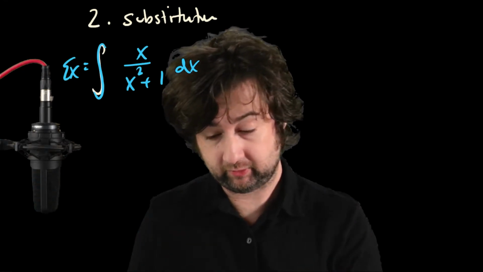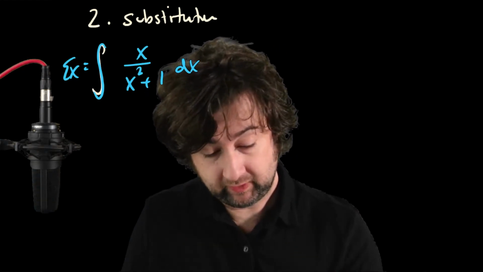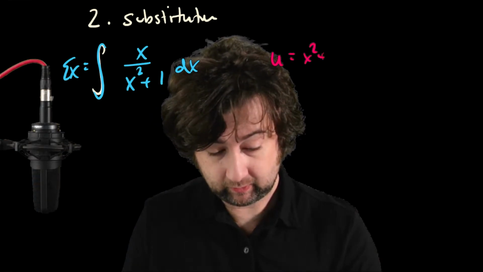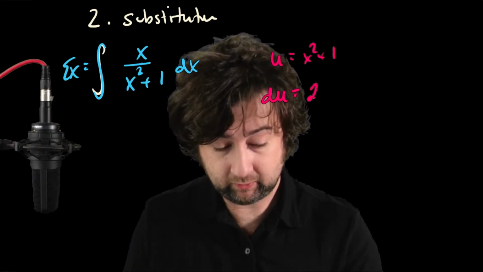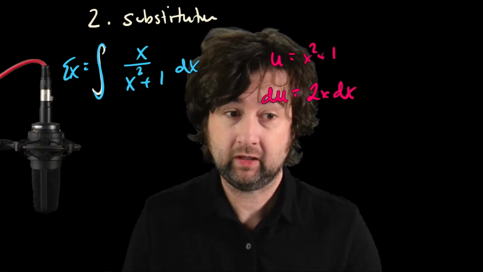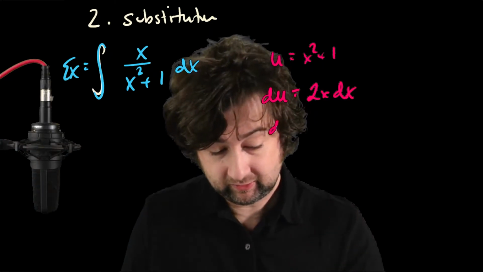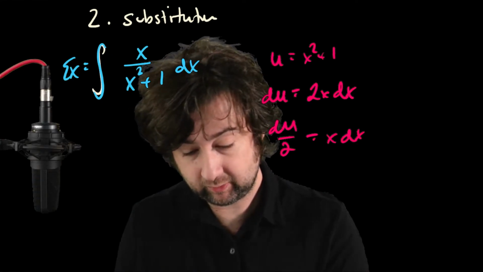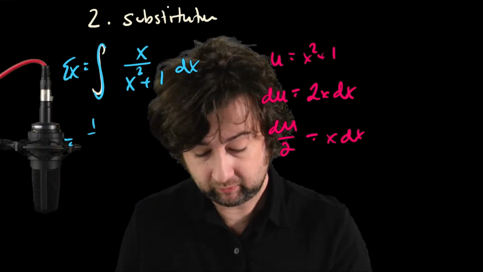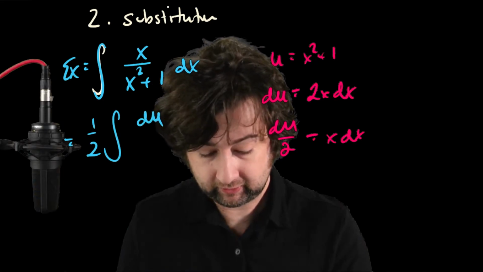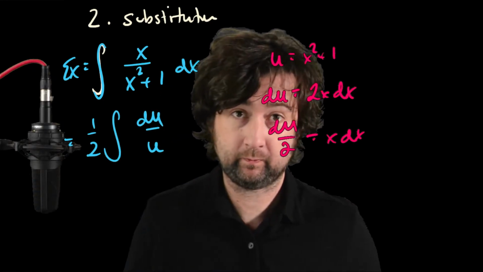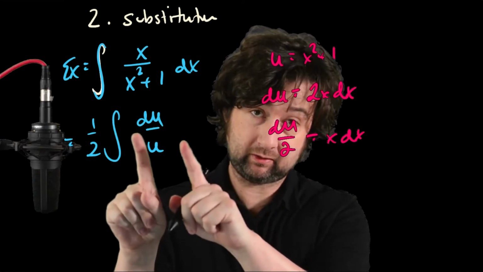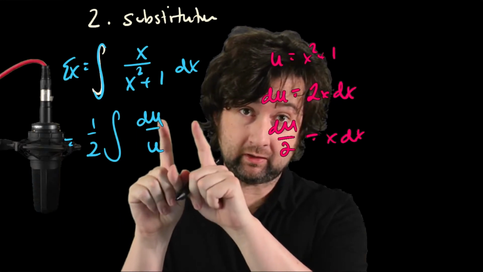But it's actually easier to solve this problem if we notice that we can let u be equal to x squared plus 1 and du be equal to 2x dx. Because in that case, du over 2 is equal to x dx, and this entire problem turns into 1/2 of the integral of du over u. This is much easier than using the arctangent.